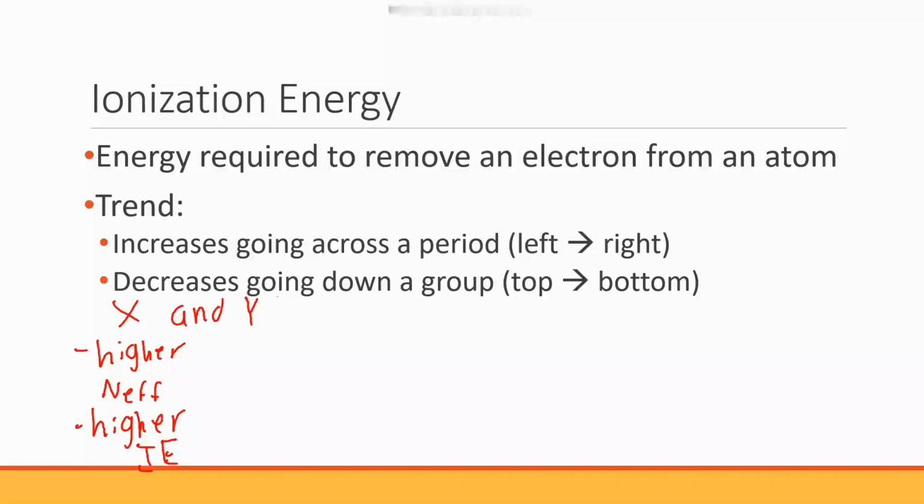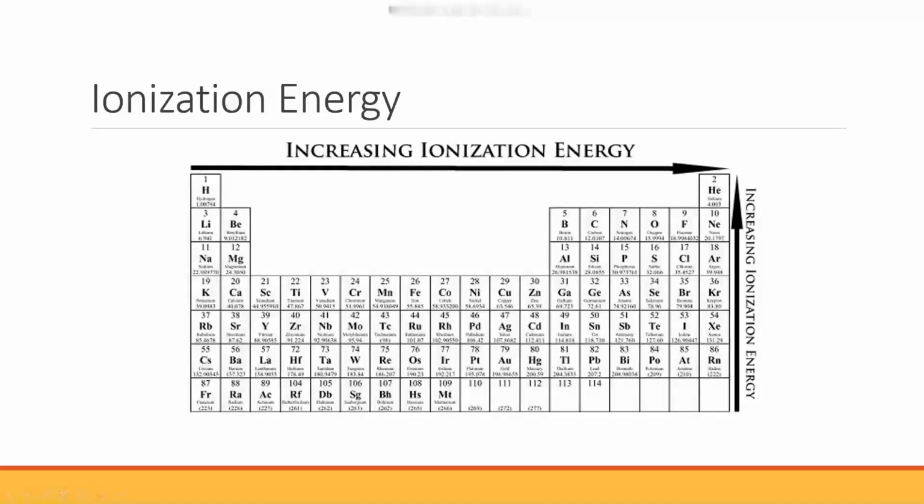And again, recall that the trend goes as follows. Ionization energy increases going left to right, and it increases going bottom to top. And those are the only periodic trends that we need to concern ourselves with. And of those four, you only need to explain ionization energy and atomic radius in terms of shielding, nuclear effective charge, and distance from the nucleus.